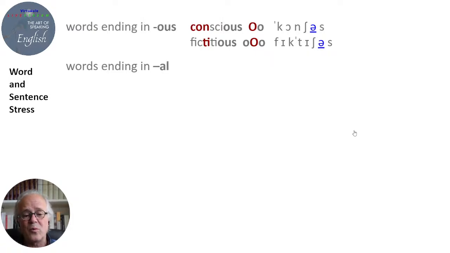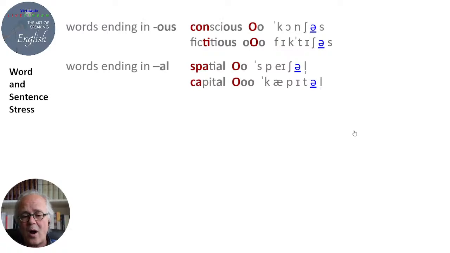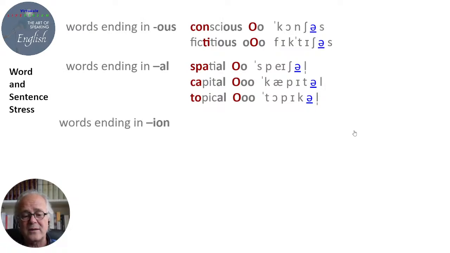It also happens in words that end in A-L. We have words like spatial, spatial. You'll see the last syllable, A-L, is a suffix, and this suffix is pronounced with the schwa. We also see it in the word capital. So we have a schwa here, and topical, topical. So these unstressed syllables are across the board with these suffixes.